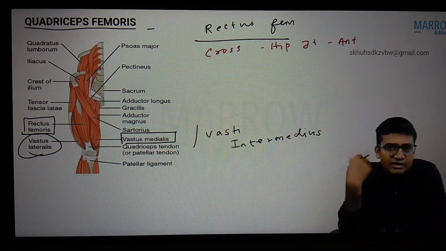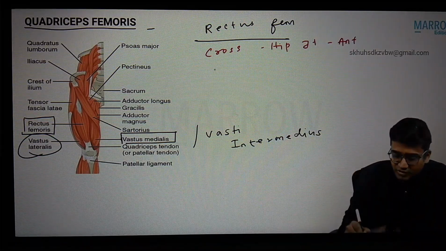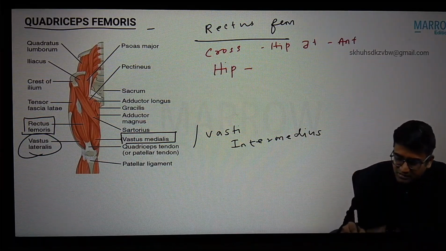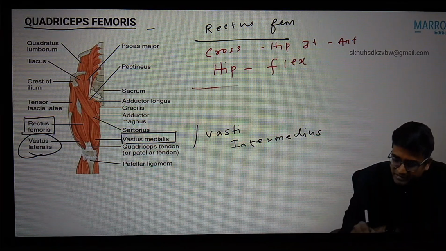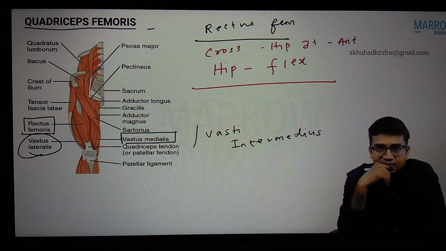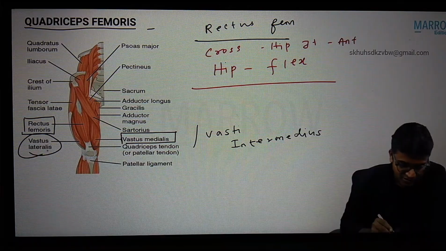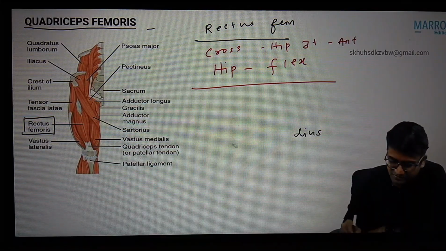Now what is the action of the rectus femoris muscle at the level of the hip joint? At the level of the hip joint, it is flexing the hip. Okay, right. Now what about the 3 vasti muscles?